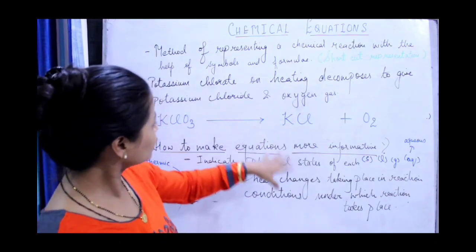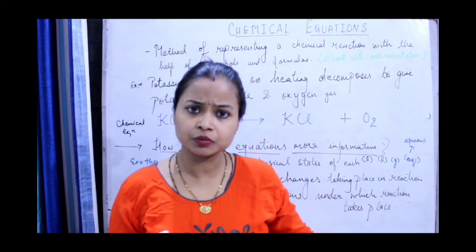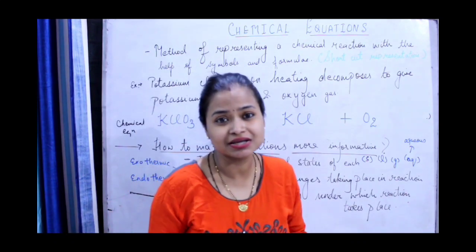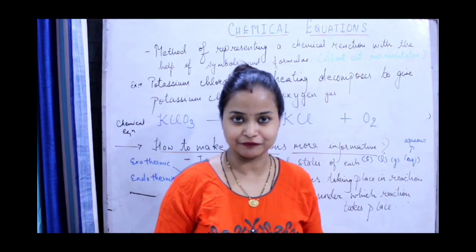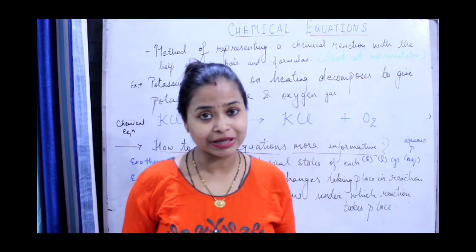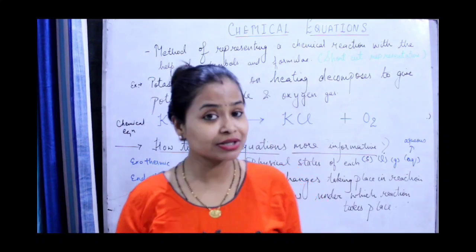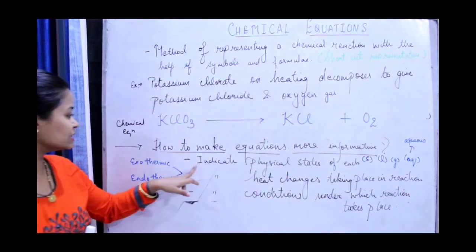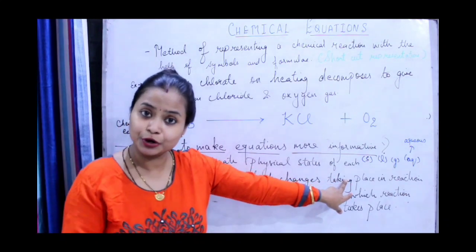Now, these chemical equations can be made more informative. That is, by looking at the chemical equation only you can find out certain things. Okay. So, how can we make these equations more informative? We can make the equations more informative by indicating three things. Okay. These three things are, first one is to indicate the physical states of each reactant and product.